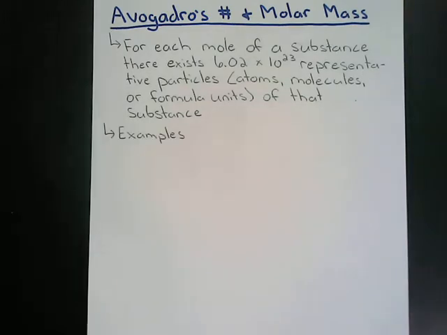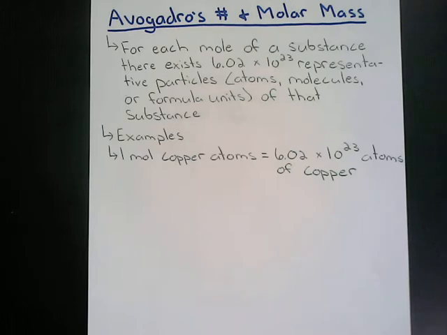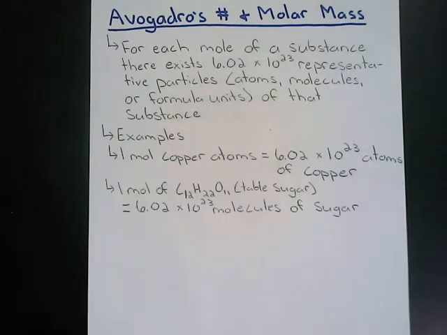Our first example is this. In 1 mole of copper atoms, there is exactly 6.02 times 10 to the 23rd atoms of copper. And in 1 mole of table sugar, which has the formula C12H22O11, there is exactly 6.02 times 10 to the 23rd molecules of sugar. And in 1 mole of magnesium sulfate, which is just Epsom salt, it contains exactly 6.02 times 10 to the 23rd formula units of Epsom salt.